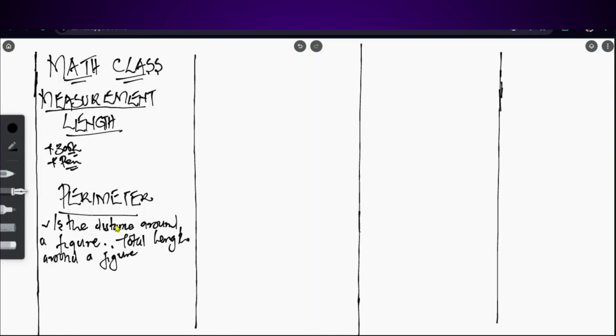And we know what distance is. Distance is simply length. It is the length between 2 points. So anytime you're walking around or you're getting the total distance around any figure, then it's the same as getting the perimeter of that figure. The units of measuring perimeter are simply the units of length.